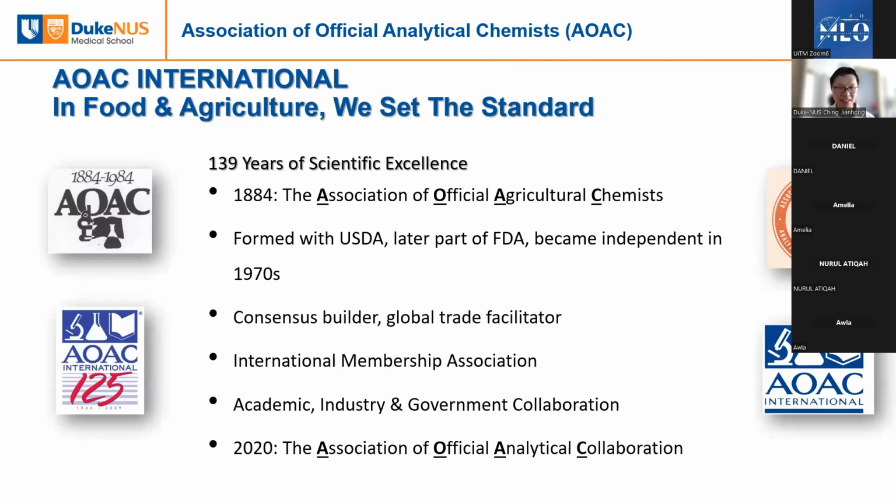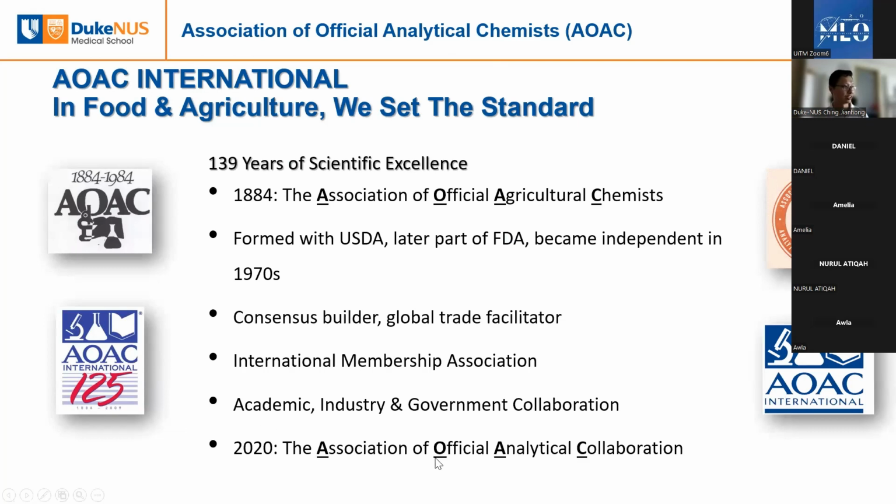So a little bit about the history of AOAC. It was originally not called analytical chemists, but agriculture chemists, due to its roots during the 1800s. It was formed together with the USDA, the US Department of Agriculture, and later part of FDA, but later became independent in the 1970s. Right now they are advocating for harmonization of methods, and also in terms of food safety and public health.